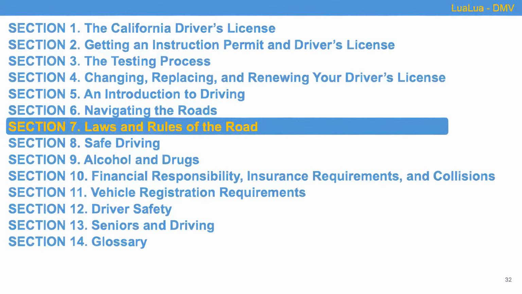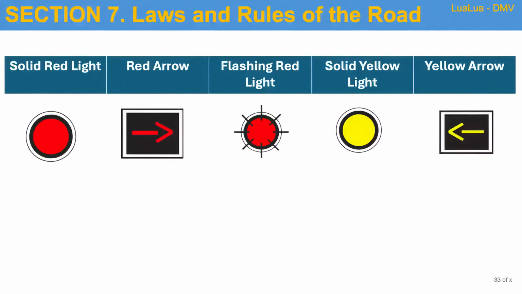Section 7. Laws and Rules of the Road. Traffic Control. When at or approaching traffic signals or signs, yield to pedestrians, bicyclists, and other nearby vehicles that may have the right-of-way. See right-of-way rules, who goes first, in this section. Traffic signals. Solid red light. A red traffic signal light means stop. You can turn right at a red light if there is not a no turn on red sign posted. You stop at the stop or limit line, yield for pedestrians, and turn when it is safe.